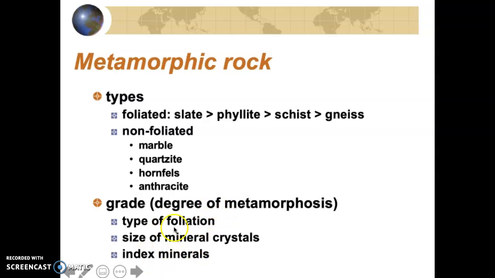We grade the metamorphic rocks based on their type of foliation, as we saw in this previous slide. But we can also use the size of the mineral crystals. Generally speaking, bigger crystals, higher grade. And there are certain minerals that show up that we call index minerals that give us an idea of how much metamorphism has occurred, because different minerals are stable at different pressures and temperatures. So that's a lot to know, but we'll be looking at these rocks in the lab, and you can read more about them in the book. So I'm just trying to highlight some things.